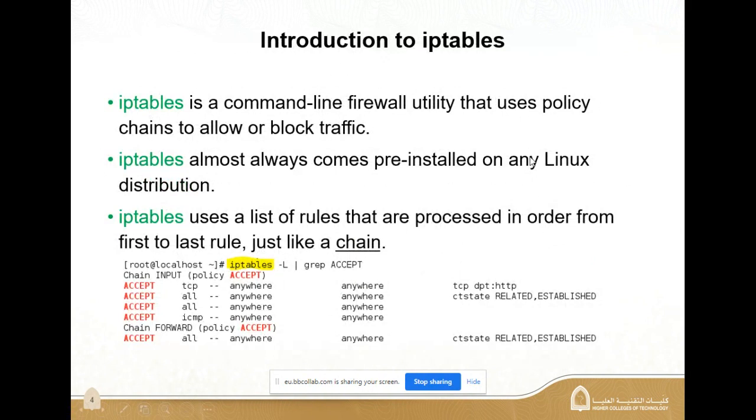So IPTables is a firewall utility that uses a chain of policies that allow or block traffic. Any Linux distribution has IPTables already installed. It uses a list of rules and processes the rules in order. It's like a chain, actually. Chain means connected rules, a collection of rules, as you see here in the figure. This is the first rule, the second rule, the third rule, and the fourth rule. They are connected together. So the firewall checks the first one, then passes to check the second one, then the third one, and so forth until it goes to the last rule.